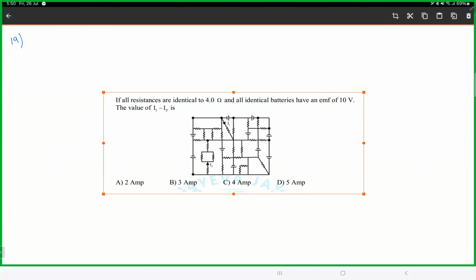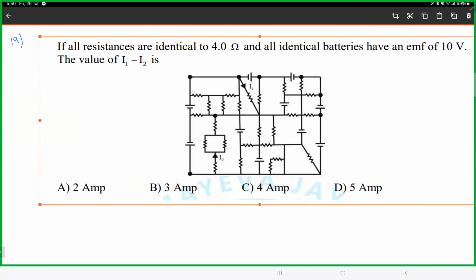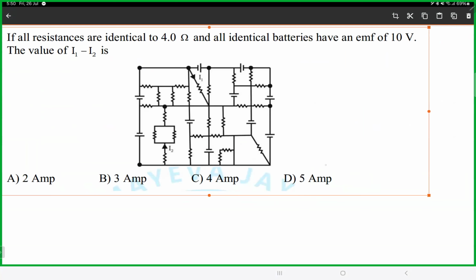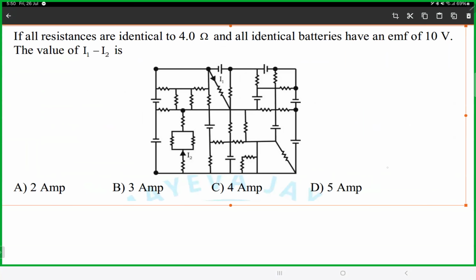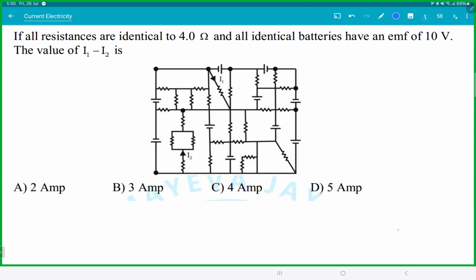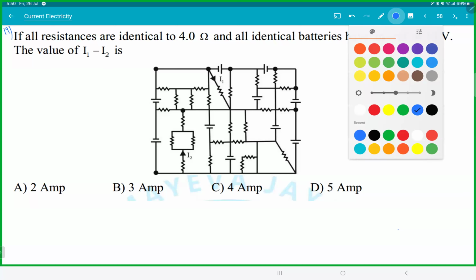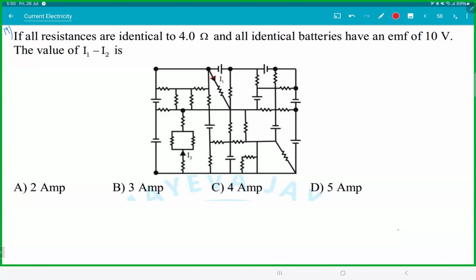This we did in capacitors. Now, these are the kind of questions, Kirchhoff's junction law, you'll go mad. I hope you found where is I1. I1 is this guy. This is I2. Find I1 minus I2.